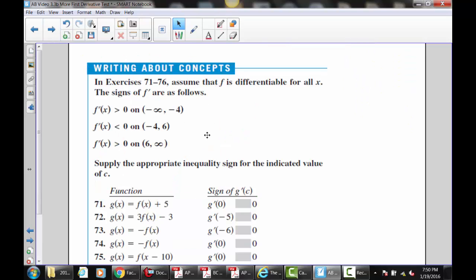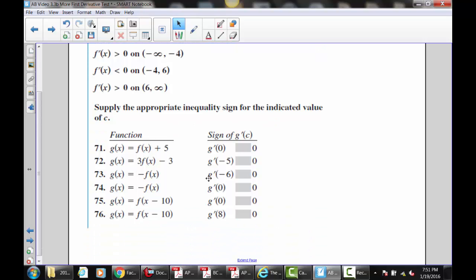Okay, these questions again are interesting. Number 71 to 76, assume f is differentiable for all x, and they're giving you the signs of f prime. f prime is positive, negative, positive on these various intervals. Supply the appropriate inequality sign, so they want you to put a less than, a greater than, for the indicated value of c. It's an inequality, so it's either less than or greater than.